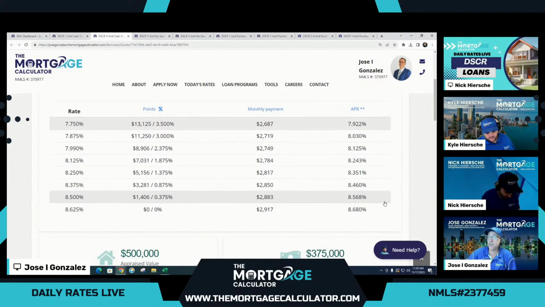This one here requires at least 6 months seasoning on title to use the current market value. 8.625 is at par, and you can buy that down to 7.75 on your 75% cash out.